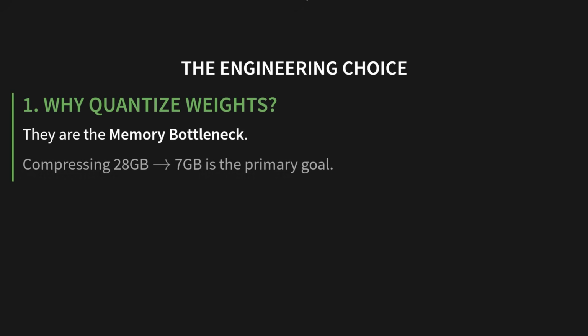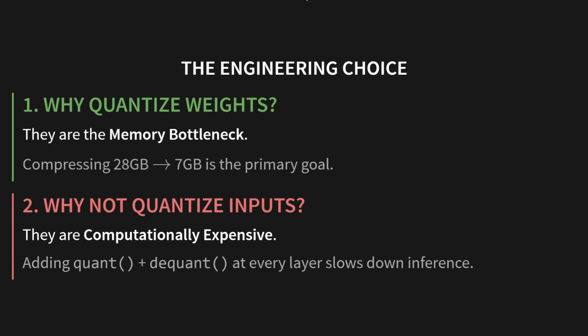First, why do we quantize the weights? Because they are the memory bottleneck. Compressing that massive 28 gigabyte brain down to 7 gigabytes is our primary goal. This is the whole ballgame. Second, why do we not quantize the inputs or activations? Because they are computationally expensive to deal with. Think about it. If you compress them, you'd have to add a quantize step and a dequantize step at every single layer. That just slows down inference, which is the exact opposite of what we want.